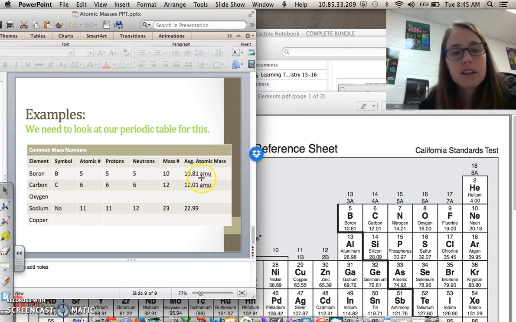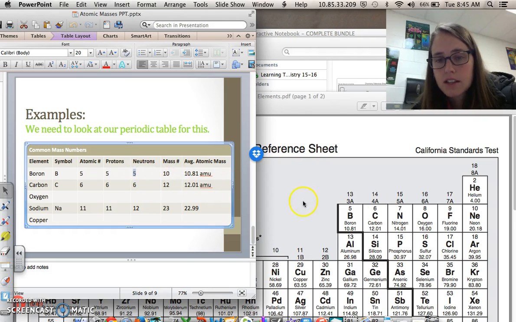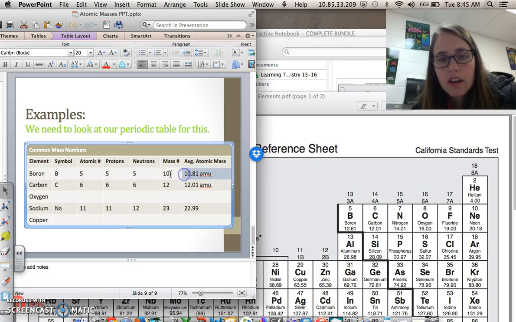So the atomic number is 5, and this also tells you how many protons there are. So there are 5 protons. Now to find the number of neutrons, we would take this number and subtract 5, and that would give us the number of neutrons. And the mass number is 10. Okay? The average atomic mass is 10.81. All right? So I hope that part made sense.